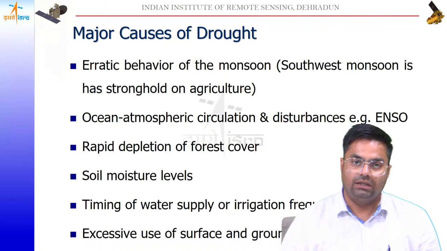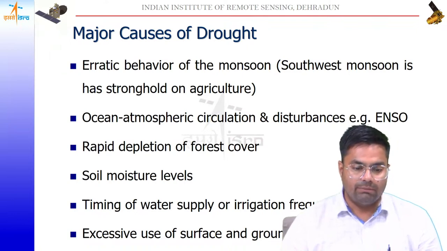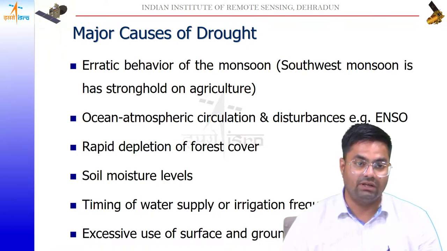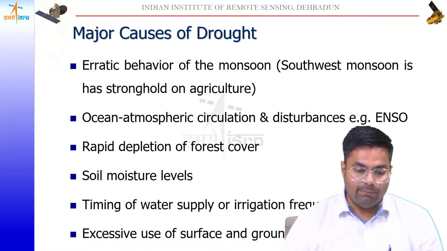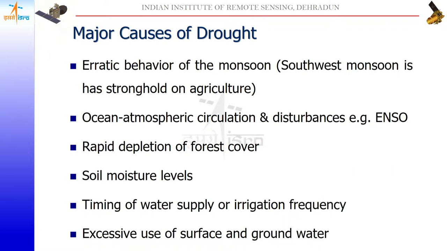And because of that, erratic rainfall patterns may happen in different parts of the country. Also, the rapid depletion of forest cover and soil moisture level is another cause of drought for a particular area, and may also affect rainfall availability. Then there is the timing of water supply or irrigation frequency, as in various parts of the country where people are doing agriculture, they might have a one-time or two-time irrigation facility at their farm.